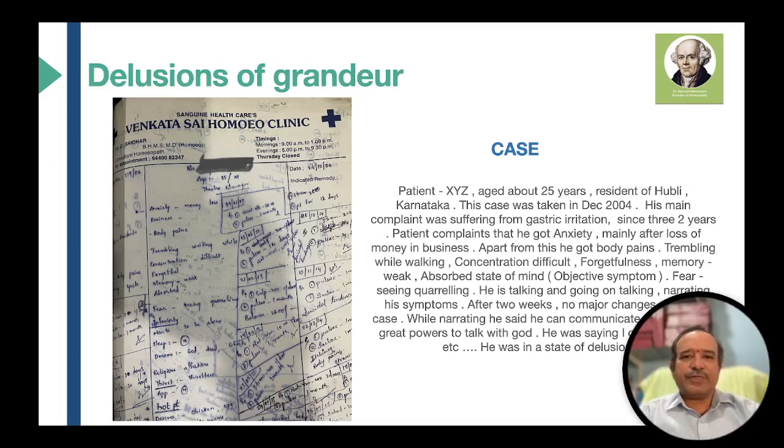He was in the same state of delusions, and in a loquacious condition, narrating all his symptoms. He was saying that he got special powers, that he can communicate with God, and even talks with God at night, and sees ghosts. In this fashion he was talking, and based upon his expression and his saying of symptoms, I took the delusions.